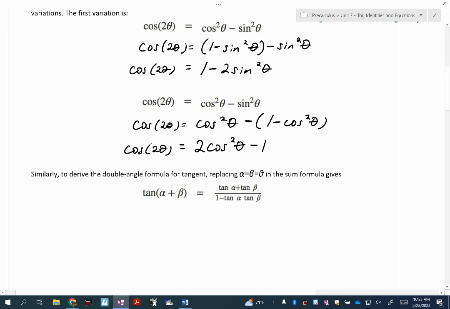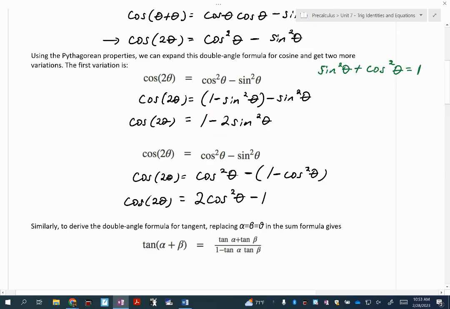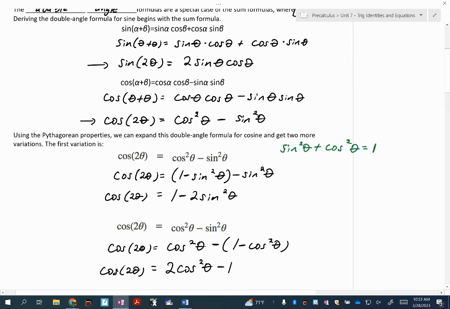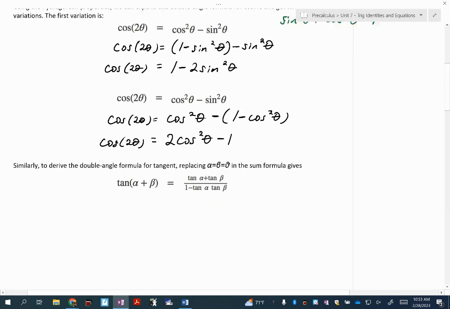Again, I don't need you to know the derivation that we just did for these different formulas. I will be asking you to do a formula quiz where you have to memorize these formulas.